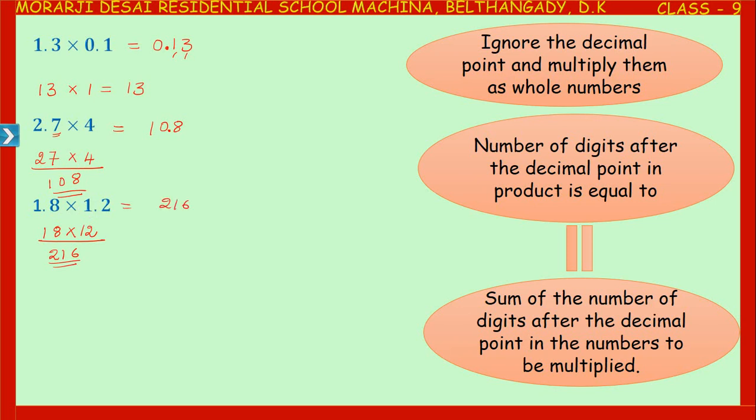Now put the decimal point. Count the number of digits after the decimal point. Here we have one digit, here we have one digit after the decimal point. So total how many digits after the decimal point? 2 digits. Now put the decimal point such that 2 digits should come after the decimal point. So where should I put? Here one digit, 2 digits. I have to put the decimal point here, that is 2.16.